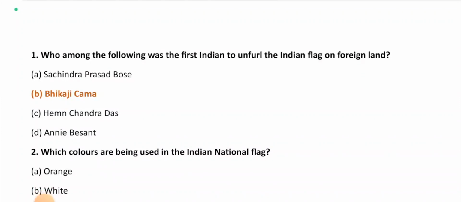First question: who among the following was the first Indian to unfurl the Indian national flag on foreign land? Answer option B, Bikaji Kama.